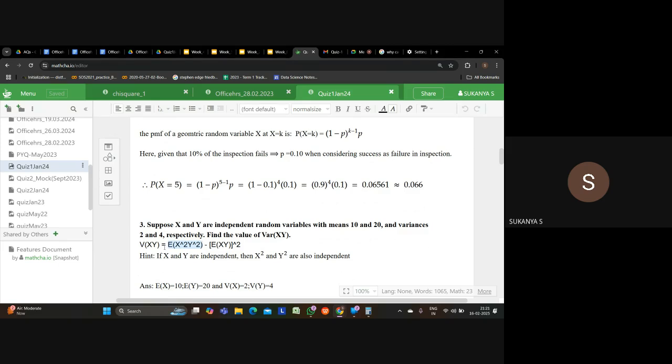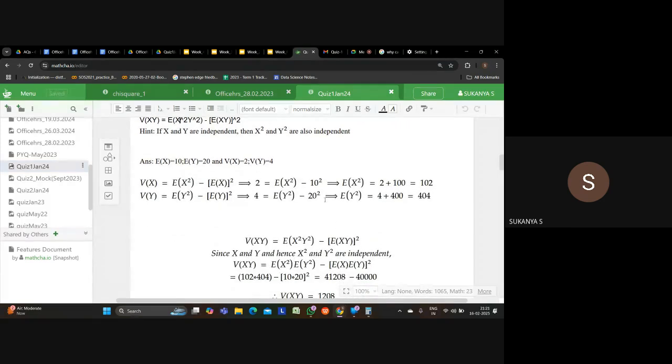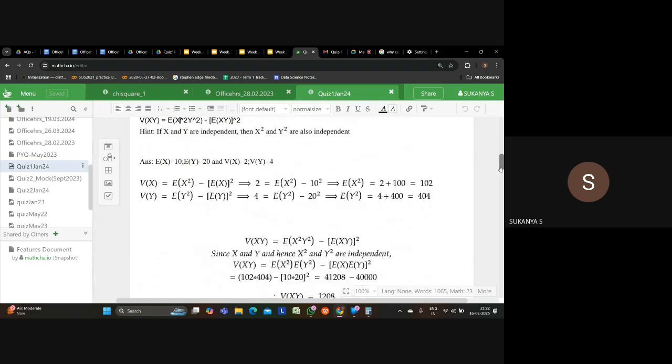What is it? It's also going to be expectation of x raised to power 4. Yeah, it is expectation of x square into expectation of y square, right? That's how you get expectation of x square into expectation of y square minus expectation of x into expectation of y the whole square. Now, expectation of x and y are already given to you. You are given expectation of x as 10 and expectation of y as 20.